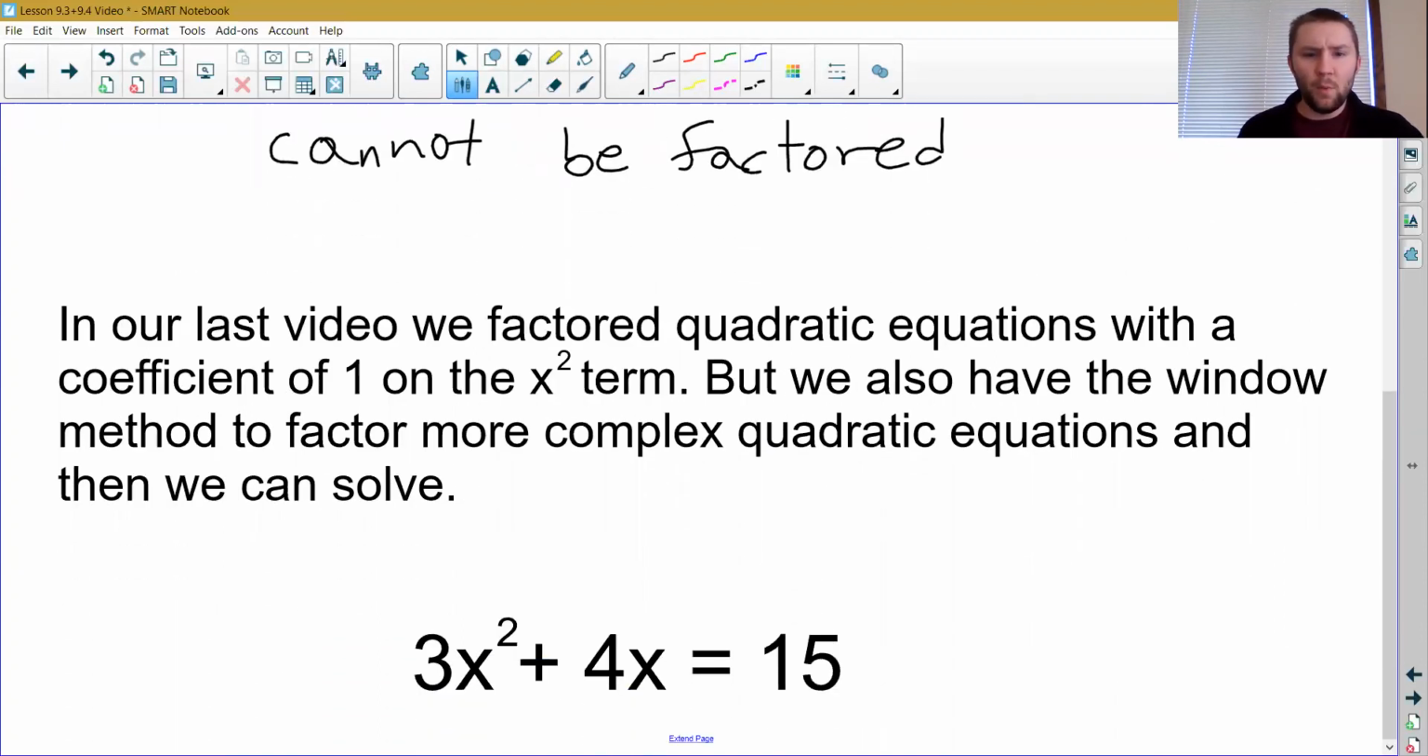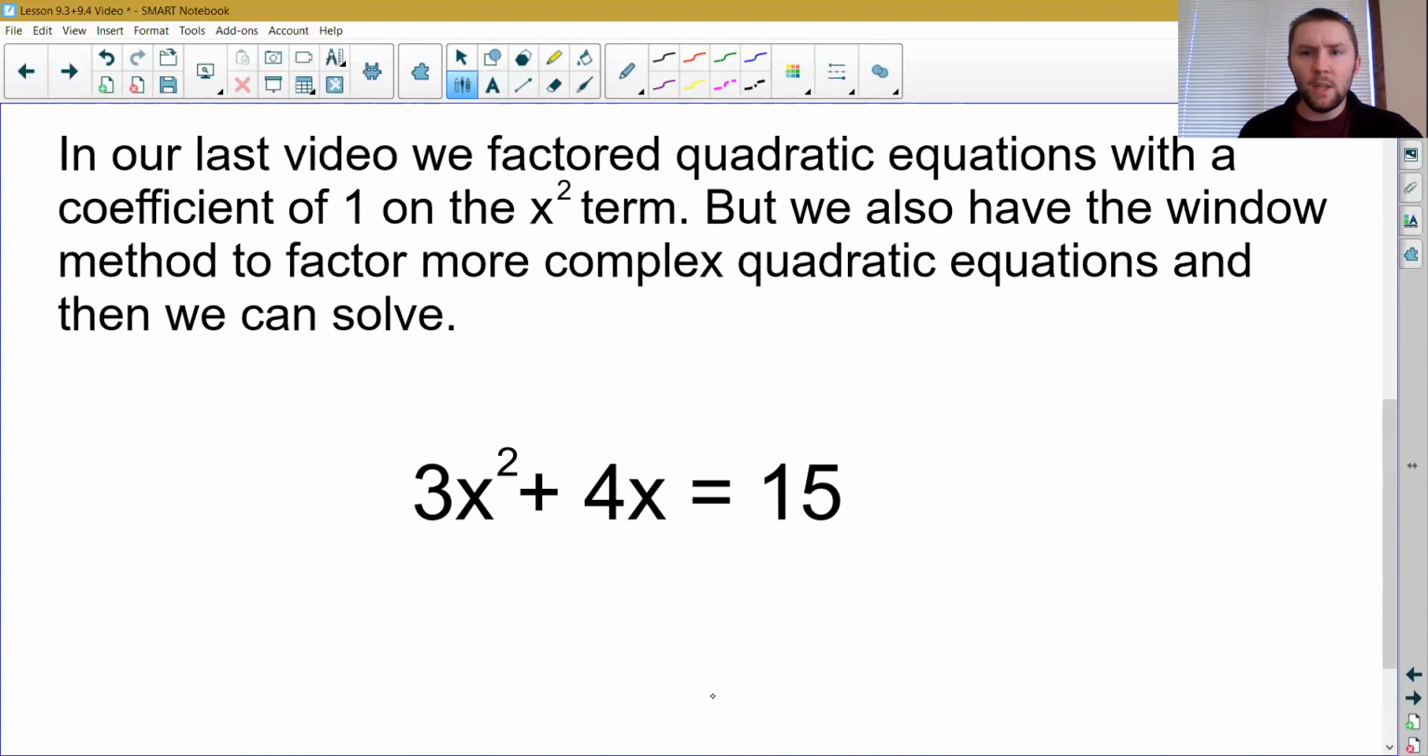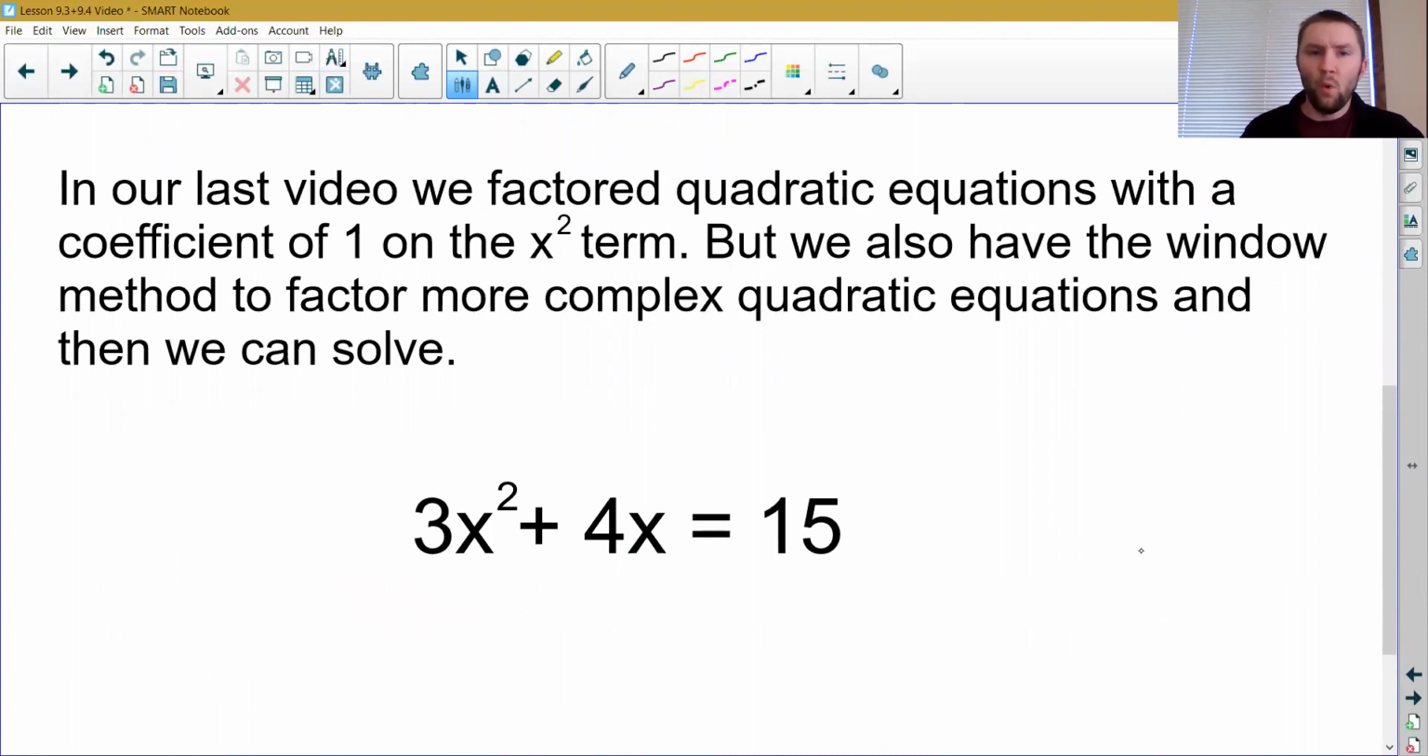In our last video, we talked about quadratic equations with a coefficient of 1 on the x squared term. We also showed an example where we had to factor out a greatest common factor first, and that turned into a different sort of factored form that we could still use the zero product property for. But we also know that we have the window method as a way to factor more complicated quadratic equations, so that's what we're going to look at now with this particular example.